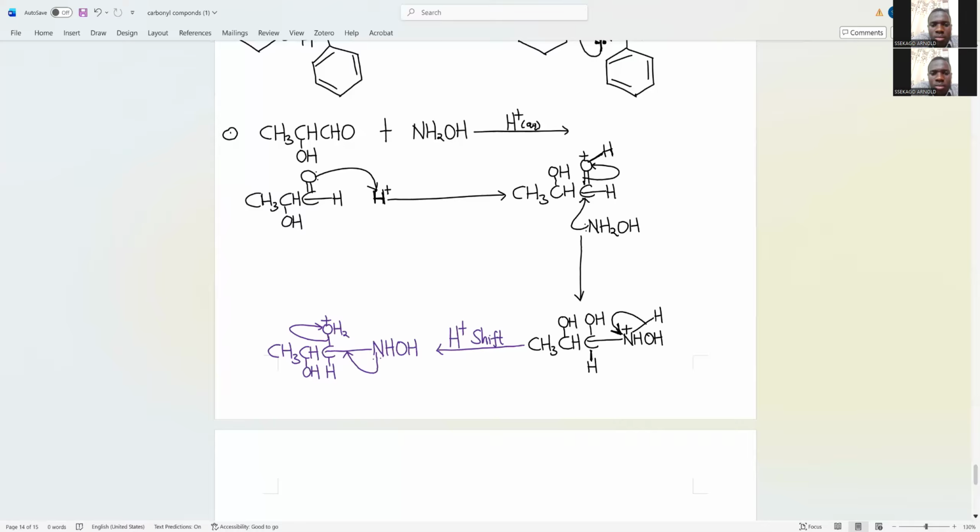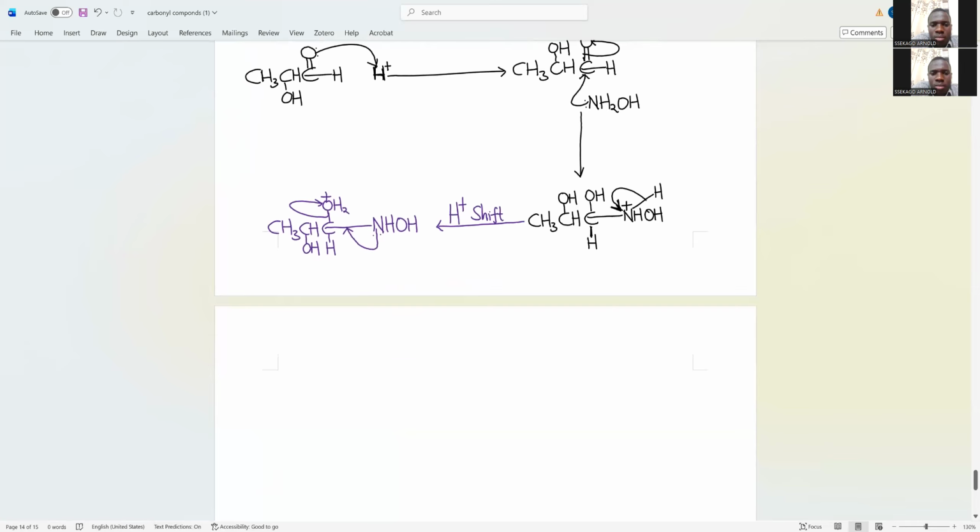As a result, what do we have? We have loss of water molecule, as we form CH3, CH, OH, CH. This is a double bond with N, which has a plus. That N carries a hydrogen and the OH.